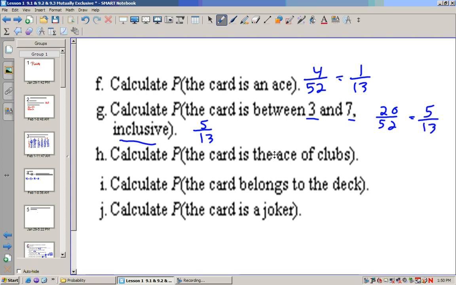What's the probability the card is the ace of clubs? Well, there's only 1 ace of clubs out of 52 cards. What's the probability that the card belongs to the deck? Well, it's going to be 52 cards in the deck out of 52 cards, so that's just going to equal 1. What's the probability that the card is a joker? Well, if it's a standard 52 card deck, it's going to be 0 out of 52, which is just 0. Now notice that these are all different events. The probabilities of the events are much different depending on what the event is.